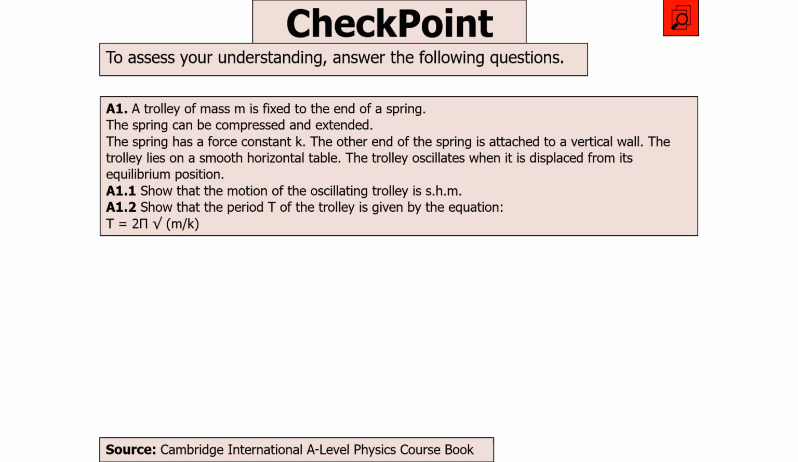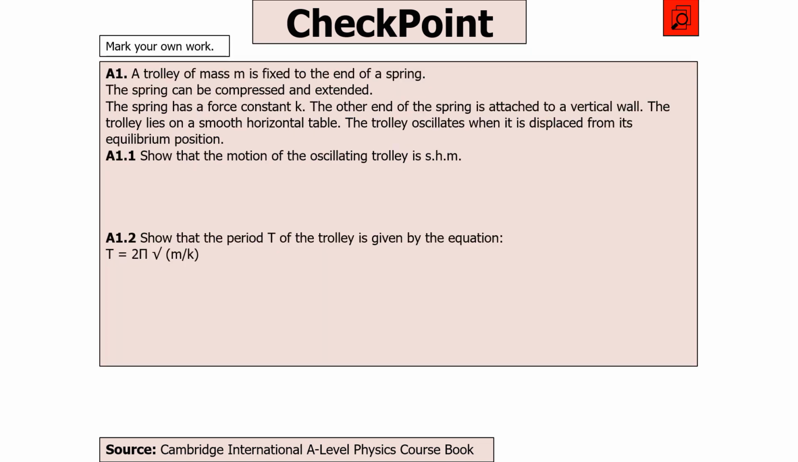The next question says, a trolley of mass m is fixed to the end of a spring. The spring can be compressed and extended. The spring has a force constant, k. The other end of the spring is attached to a vertical wall. The trolley lies on a smooth horizontal table. The trolley oscillates when it's displaced from its equilibrium position. Firstly, show that the motion of the oscillating trolley is simple harmonic motion, and then show that the period for the trolley is given by the equation T equals 2 pi square root m over k.